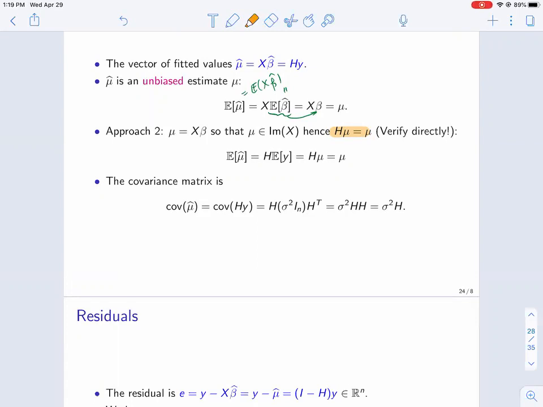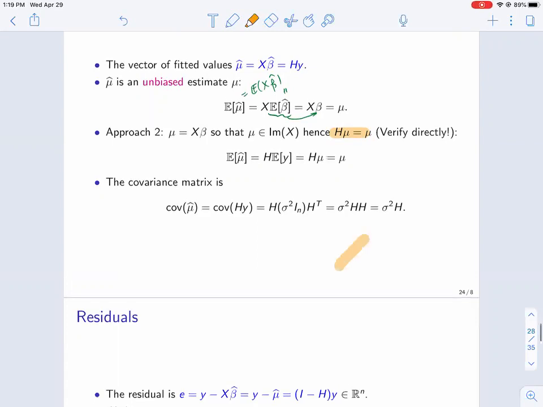Orthogonal? No. If the vector is orthogonal to the image, then when I project it, I get 0. It should be in the image. So if mu is in the image, then the projection would be itself. So it should be the opposite of orthogonal to the image. Mu is in the image of X, because mu can be written as X beta, and anything in the image of X, when you project it, you get back itself.